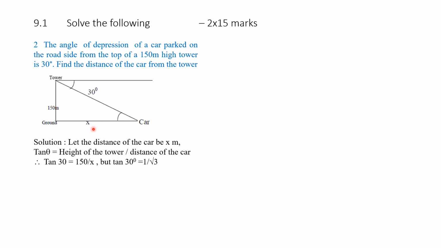Therefore, tan 30 = 150 by x. This is a 30-degree angle, an alternate angle, as given. Tan 30 is equal to 1 by root 3. Therefore, x is equal to 150 divided by 1 by root 3. Simplifying this, it becomes 150 root 3. Therefore, the distance is 150 root 3.